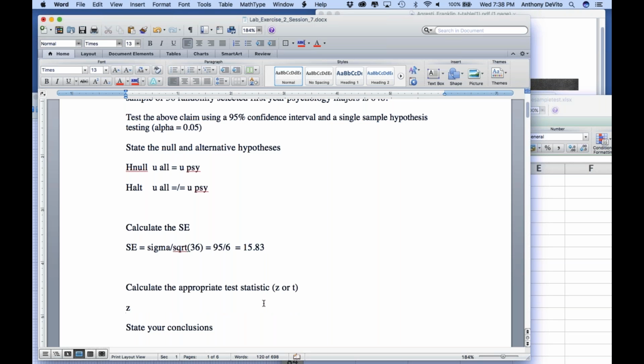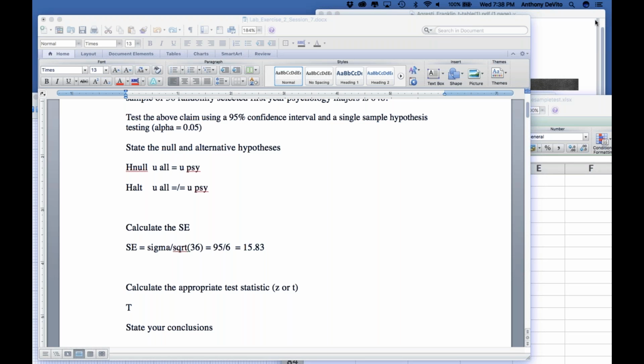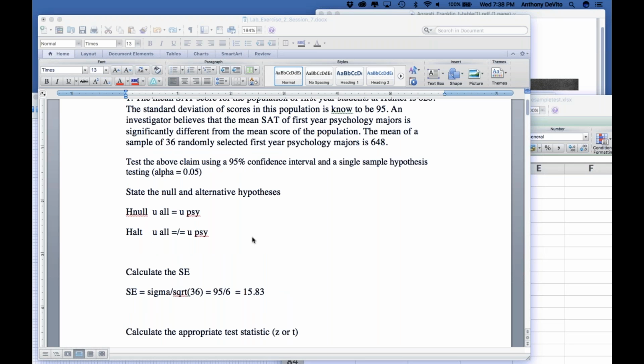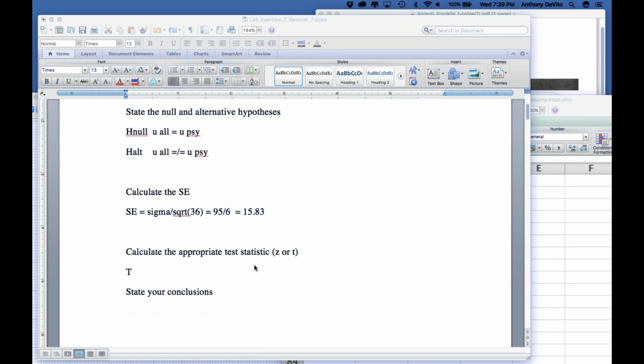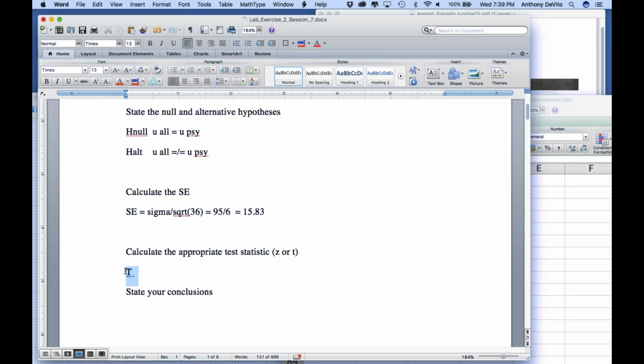Should I be calculating Z or should I be calculating T? Anybody got an opinion on that? Am I working with Z or T? Z. Yeah, why am I working with Z? It is Z. Great. We know our standard deviation of the population. We know sigma, so we know our standard error precisely, right? So we can actually calculate the Z-score.